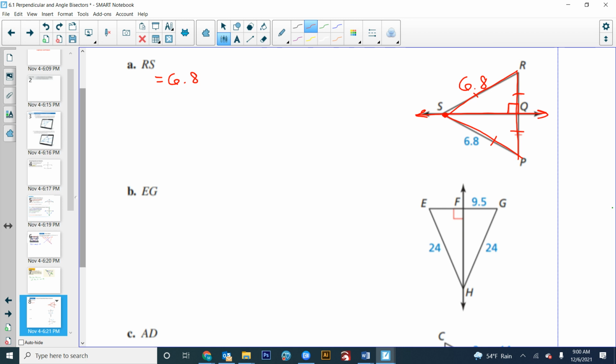McKenna. 19. I hear 19. You guys agree? Let's look closely because they didn't ask for EF. They asked for EG. Oh, look. H is equidistant to the endpoints. H must be on the perpendicular bisector. And therefore, that whole segment is double 9.5. Would you say 19? Yeah, I think so. Double 9.5, 19.